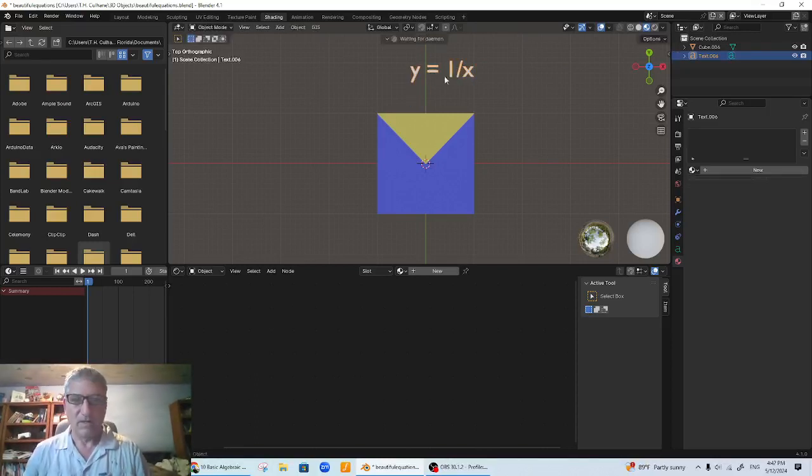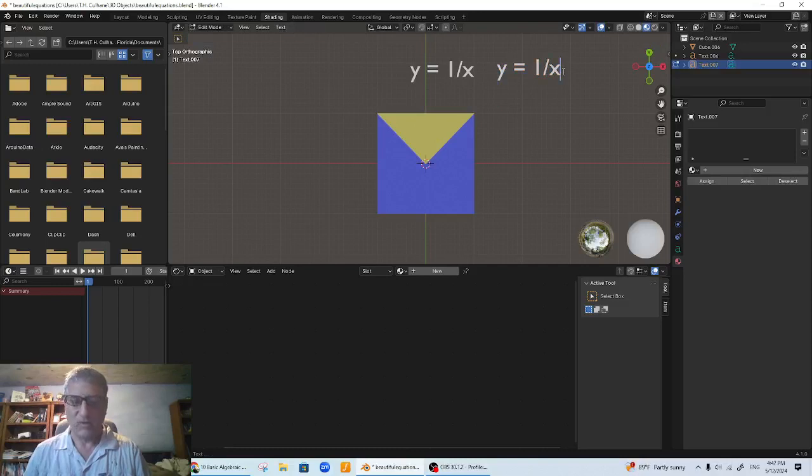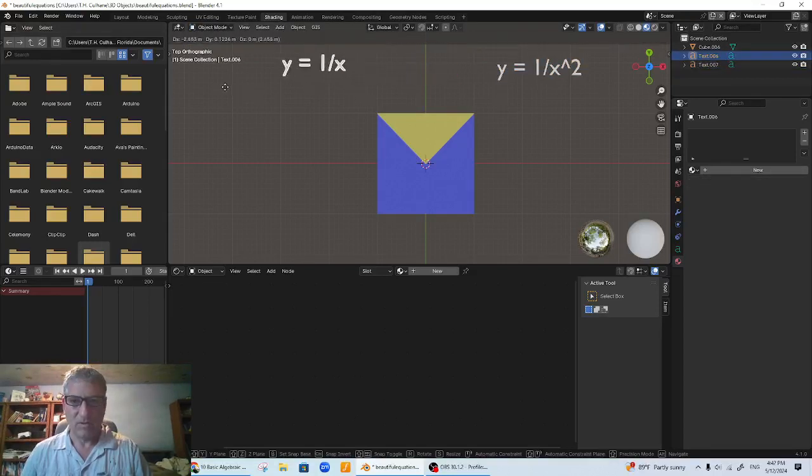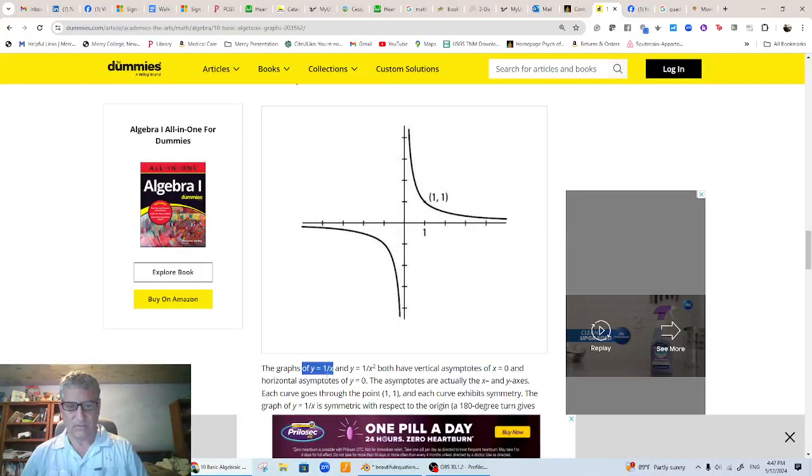And we're going to shift T and duplicate that. And in this one, we're going to do y equals 1 over x squared, and take out of that. To do these two graphs, I don't know if we can do them on the same thing, so we're just going to figure that out. But that's what we're being asked to do here. Y equals 1 over x, y equals 1 over x squared.